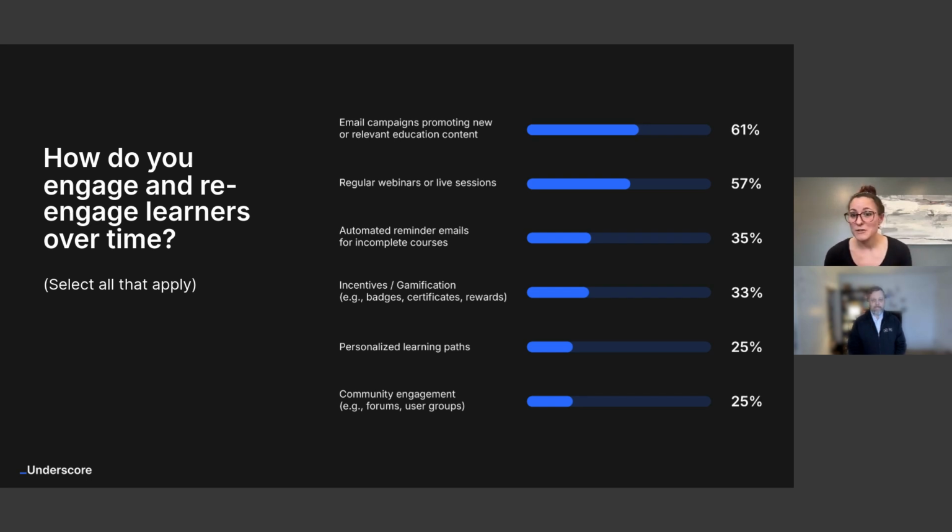Incentives and gamification. So people are looking at how do we, as Anderson was saying, especially in external learning, we don't usually have a stick. We mostly just have the carrot. How do we use the carrot really well to encourage and motivate people to learn?